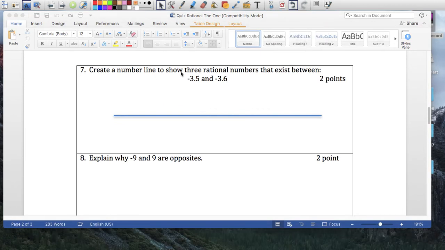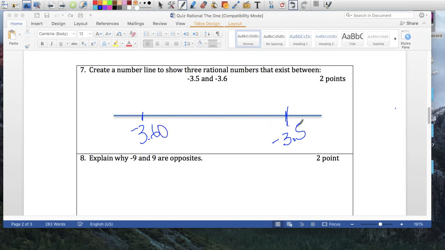Well, let's first locate negative 3.5 and negative 3.6. Well, if 0 is here, negative 1, negative 2, negative 3, negative 3.5, which is what I'm on, negative 3.6 will be right next to it. This would be negative 3.4, 3.3, 3.2, 3.1, 0. So negative 3.5 is here, negative 3.6. So you're asked for numbers that exist here in this space.